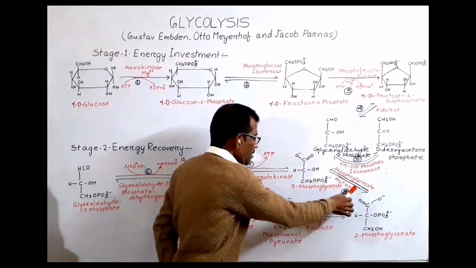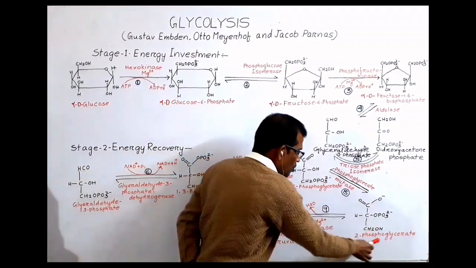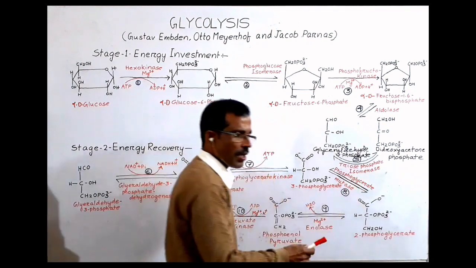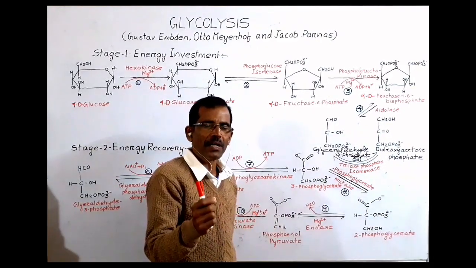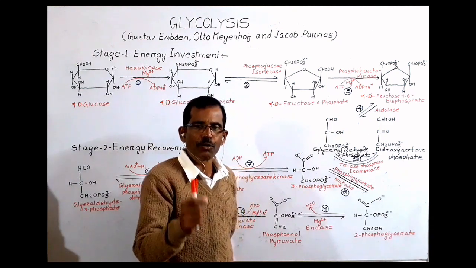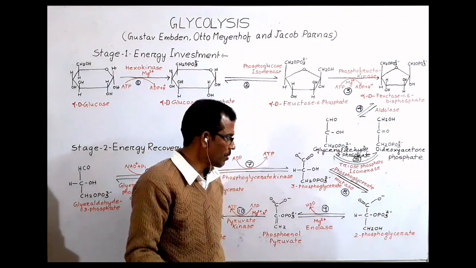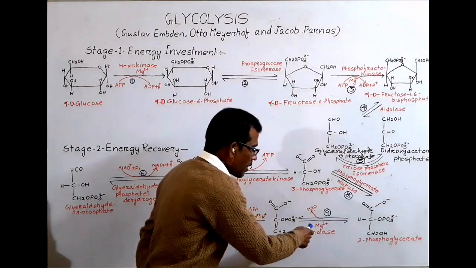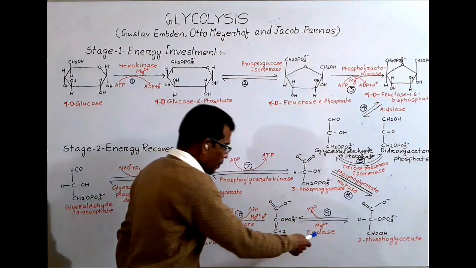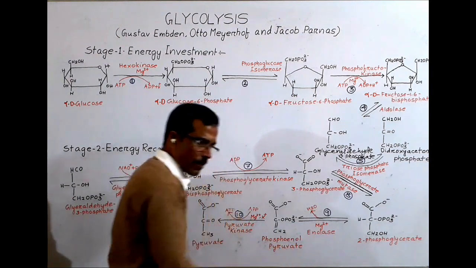In the next reaction step, 3-phosphoglycerate is converted to 2-phosphoglycerate by the enzyme phosphoglycerate mutase. Mutase is an enzyme that catalyzes the transfer of a functional group from one position of a molecule to another position. In reaction 9, 2-phosphoglycerate is dehydrated in the presence of enzyme enolase to yield phosphoenolpyruvate.